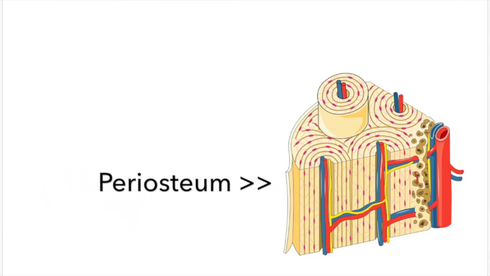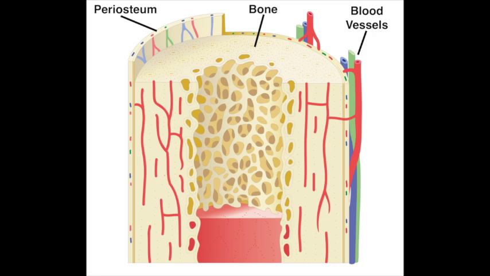Periosteum is a very well vascularized tissue. It is a membrane that covers the outer surface of the bone. It contains progenitor cells that contribute to bone formation.